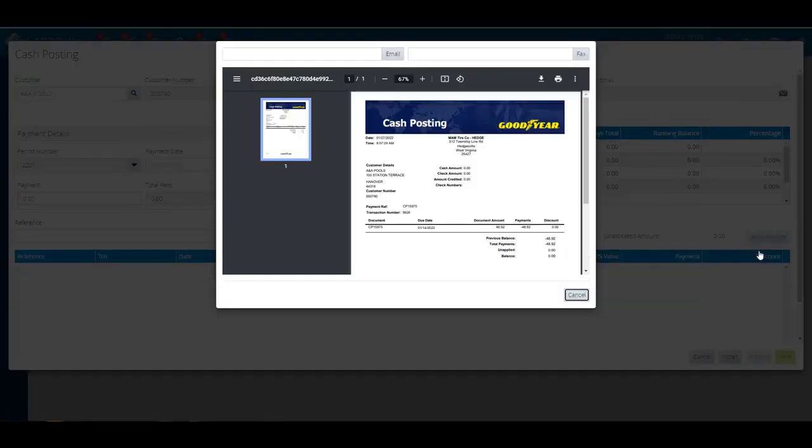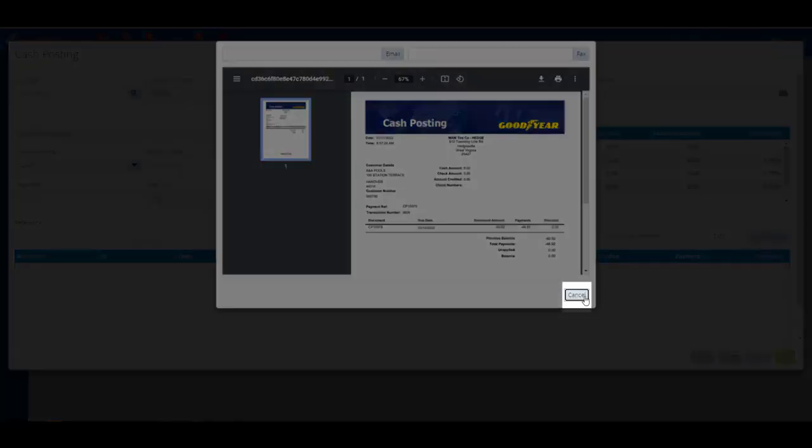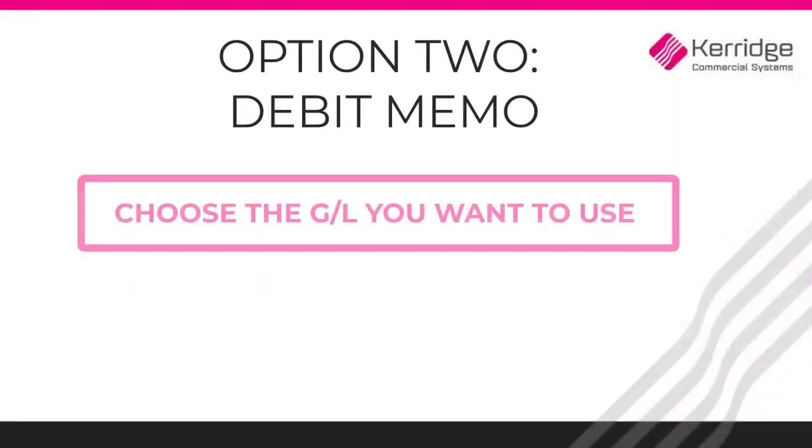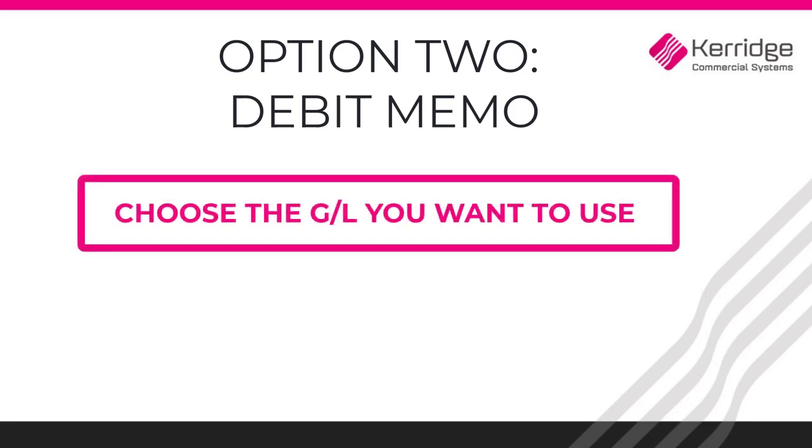The Print Preview window will appear. Click Cancel to exit. Option 2. Debit Memo. If you prefer to use a different general ledger than cash discounts, the Debit Memo tool will give you the option to post a charge onto the account that you can allocate the credit balance to.